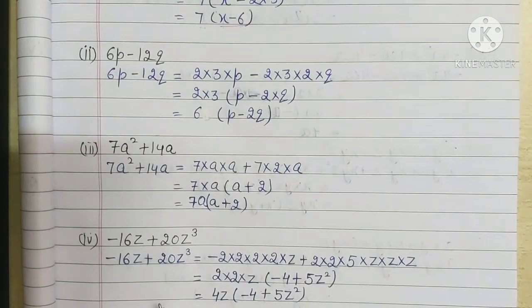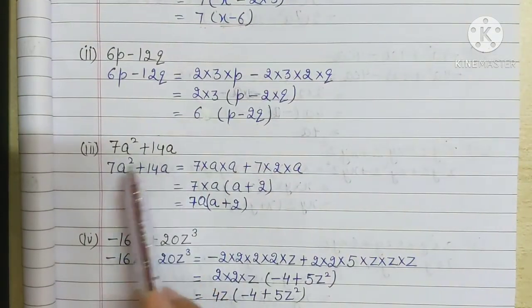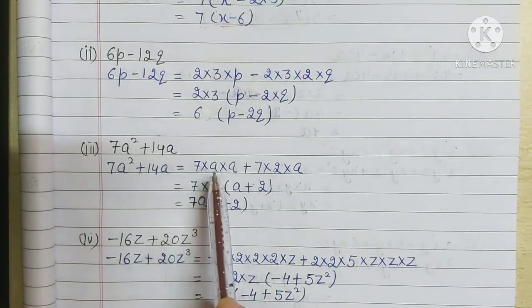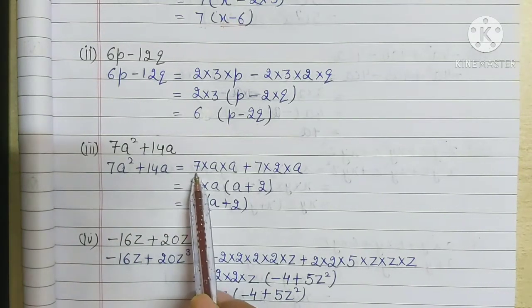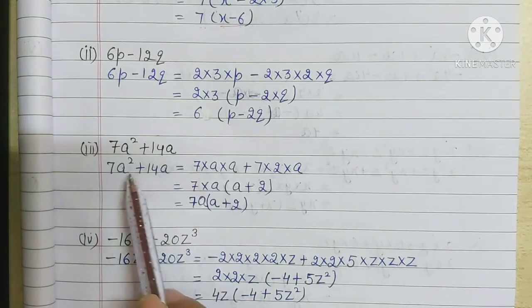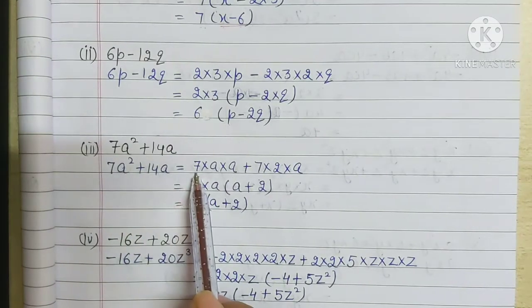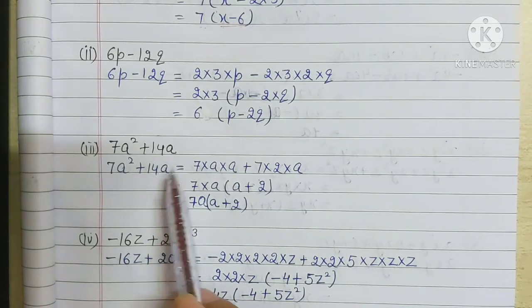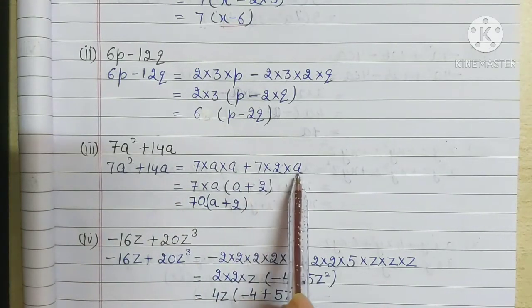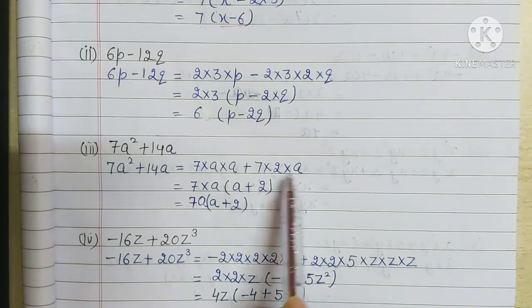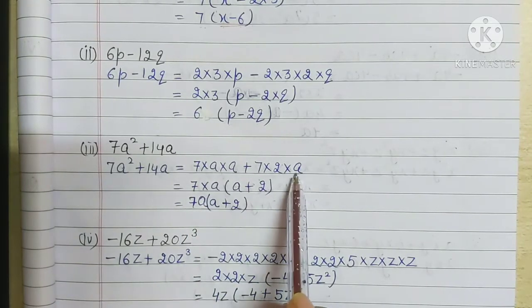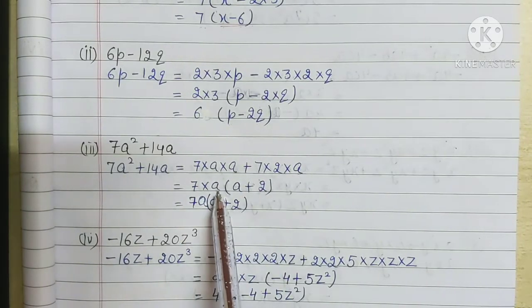Let's do the third part. It is 7a square plus 14a. Two terms. The first term is 7a square, the second is 14a. In a similar way we will write the irreducible form. 7a square I can write as 7 multiply a multiply a, plus 14a I can write as 7 multiply 2 multiply a. What is common in these two terms? 7 is common as well as a is common. So I will take it out.